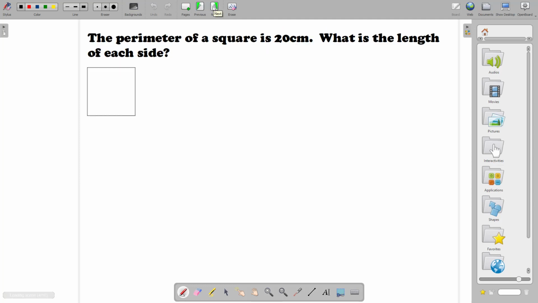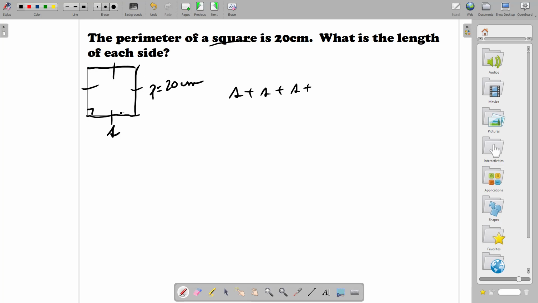All right, let's take a look at this problem. We have a square and the perimeter is 20 centimeters. Remember that if we have a square, we have 4 congruent sides and of course right angles. If all of those sides are the same, I'm going to call the side S. So to find the perimeter, we add the sides together. So I'm going to take this side plus this side plus this side plus this side, and that's going to equal 20 centimeters. Combine like terms, we get 4S.